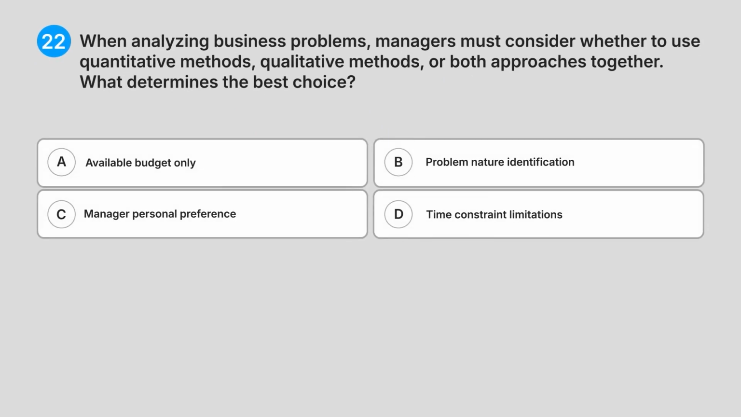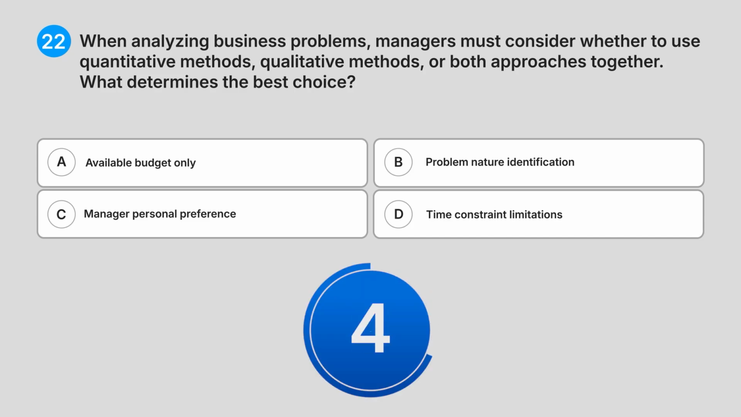22. When analysing business problems, managers must consider whether to use quantitative methods, qualitative methods, or both approaches together. What determines the best choice? A. Available budget only. B. Problem nature identification. C. Manager personal preference. D. Time constraint limitations. Do you know the answer?